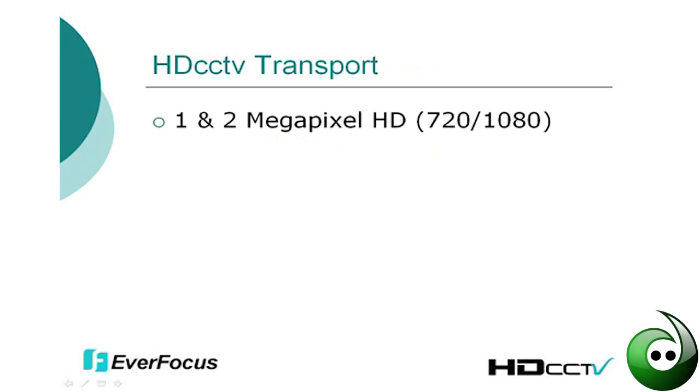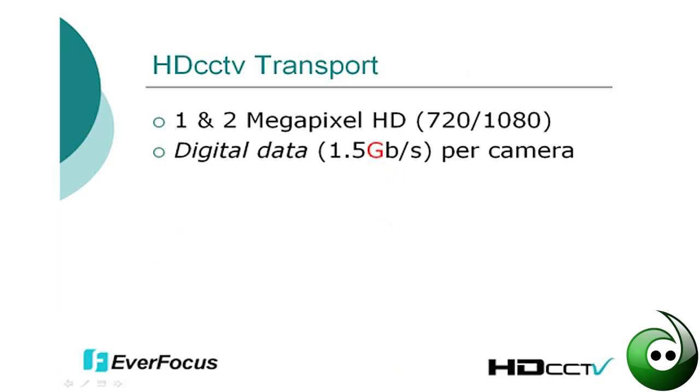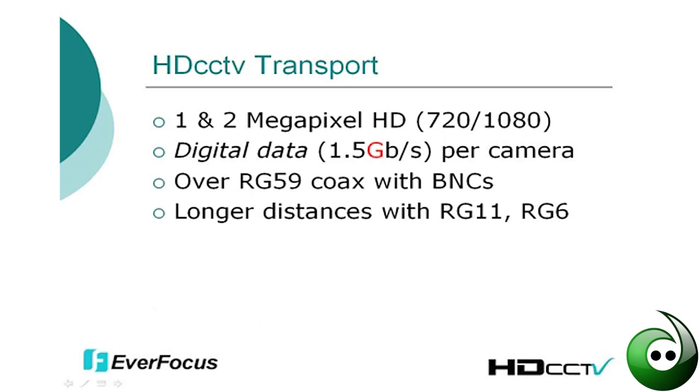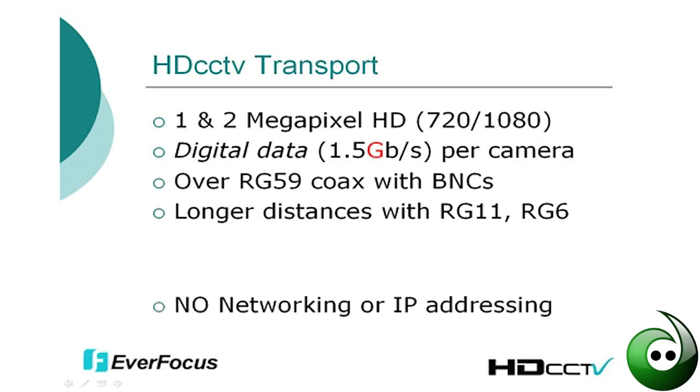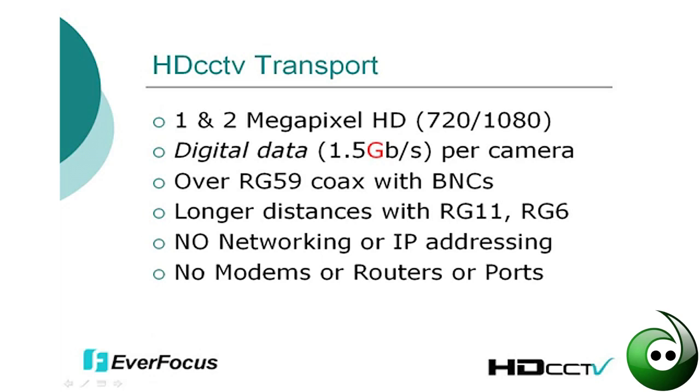HD-CCTV transport will carry 1 and 2 megapixel HD, 720 or 1080, at 1.5 gigabits per second per camera. That means that an 8-camera DVR is processing 24 gigabits per second of digital data over RG59 coax and BNC connectors. You can go longer distances with RG11 or RG6 cable. There's no networking or IP addressing required for the transport of the video from the cameras back to the DVR, only for remote viewing of the DVR, so no modems or routers or ports are required to connect the cameras back to the DVR.